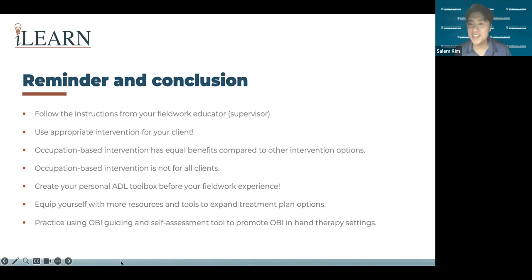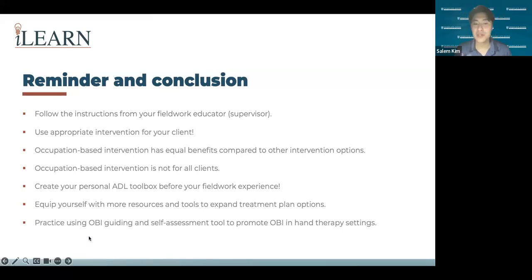Again, create your personal ADL toolbox before your fieldwork experience begins, not just for hand therapy settings. Personally, as an OT student and soon-to-be entry-level OT, I think having an ADL toolbox is a great tool to have under your belt, because you'll always be prepared or able to come up with a backup treatment plan. So make sure to create a personal ADL toolbox.